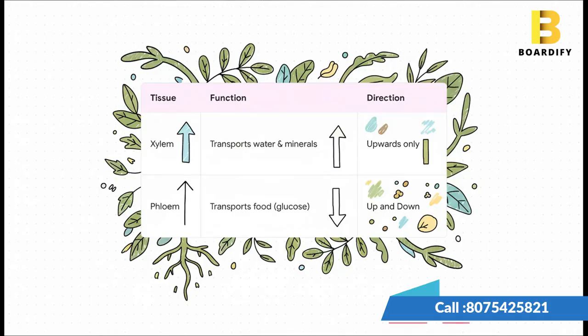And hey, plants need a transport system too. Theirs is a little different though. They have 2 special tissues. First is xylem. Think of it as a set of pipes that pull water and minerals up from the roots. It's a one-way street, only up. Then there's phloem. This one distributes the food made in the leaves to all the other parts of the plant. And this is a 2-way highway. It can go up and down. The direction of flow is a really important difference to remember here.